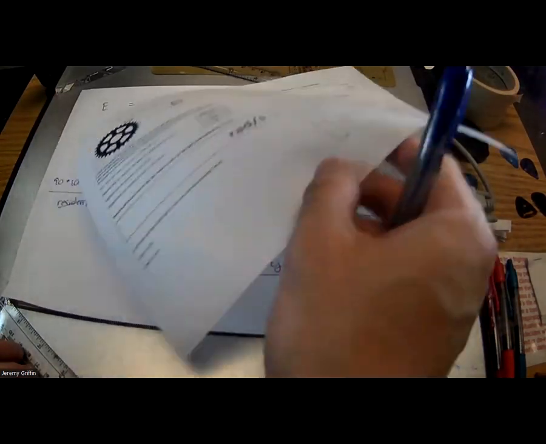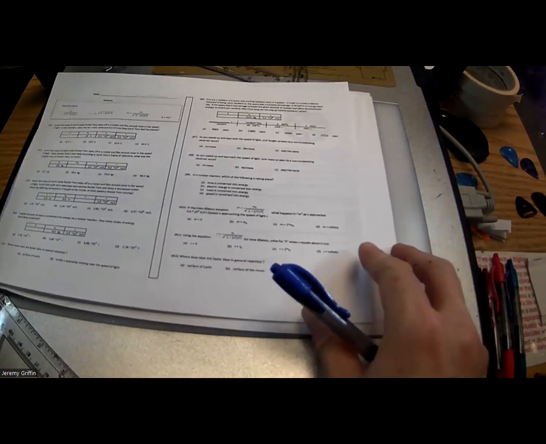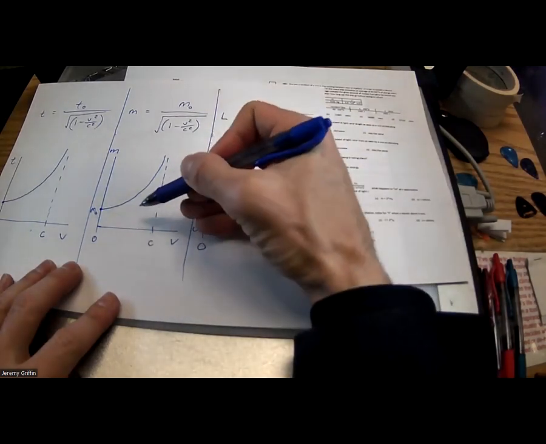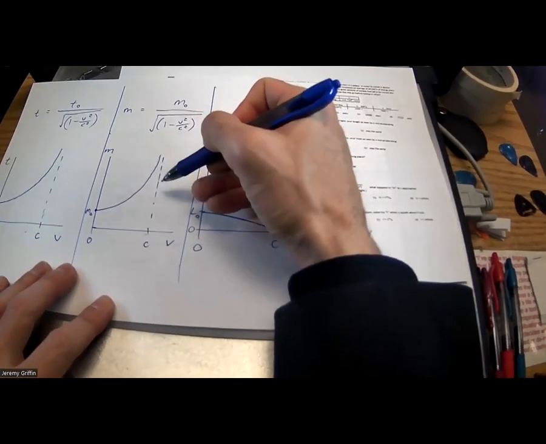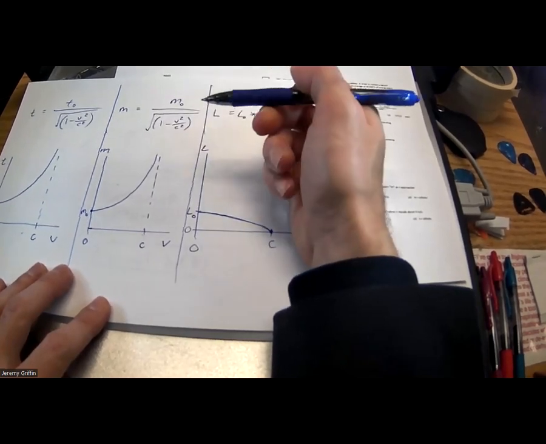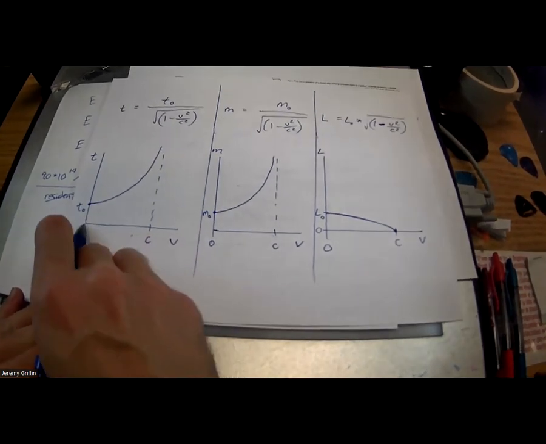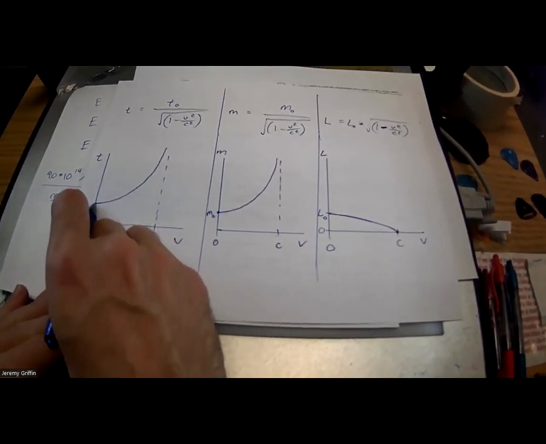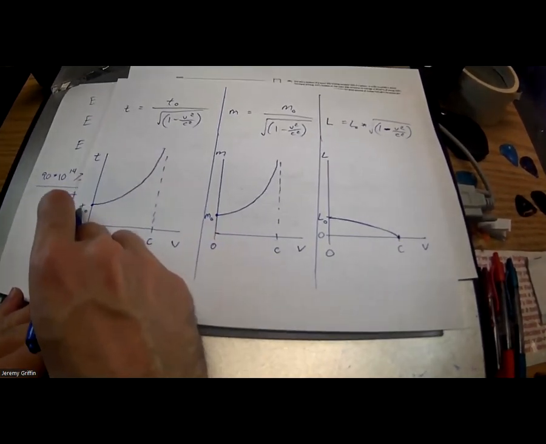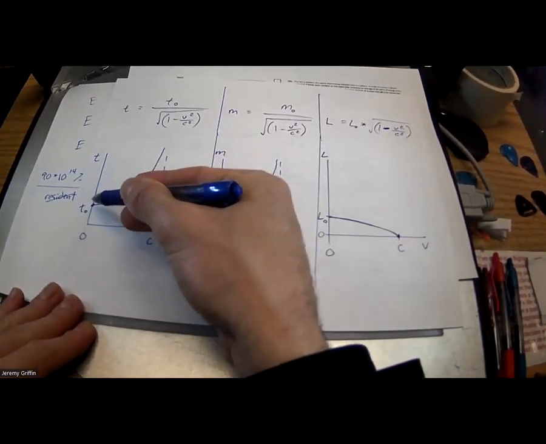Oh, yes? 10 and 11. Number 10, as you approach the speed of light, what happens to mass? It increases how far? All the way up to infinity, right? And number 11, if your speed is close to 0, what's t equal to? That point right there.